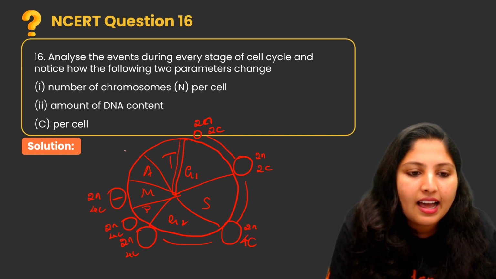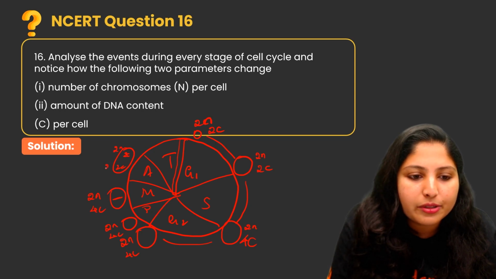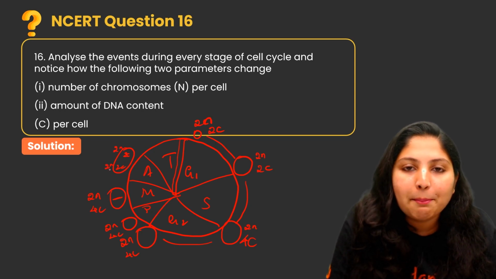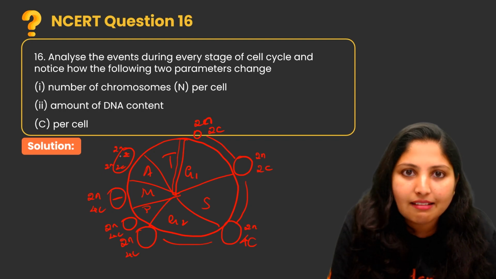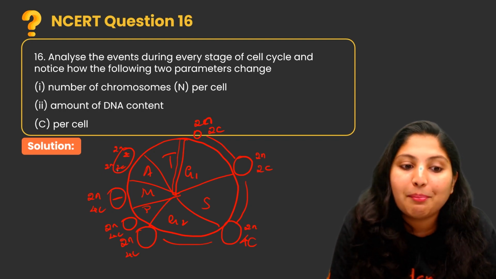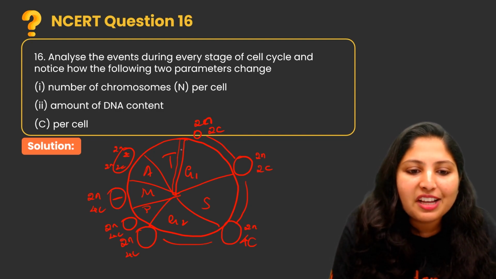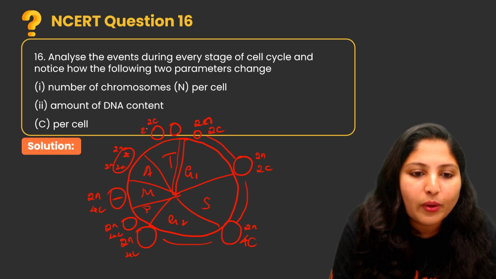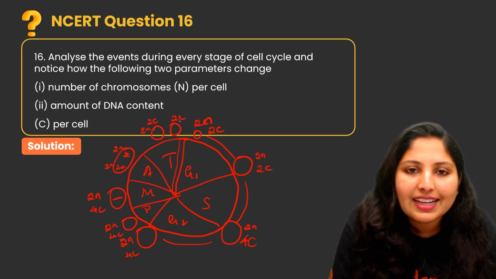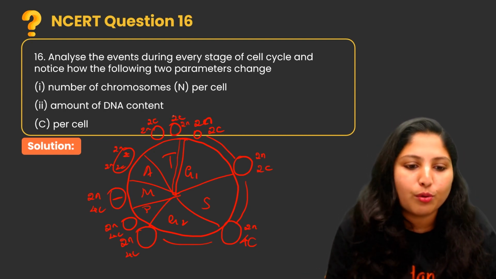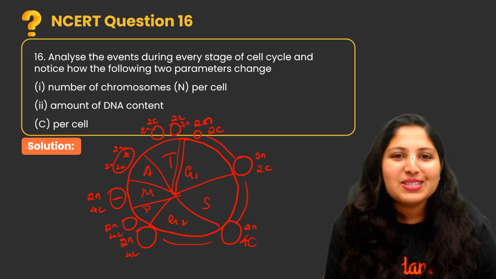But in anaphase, at the end of anaphase, what happens? Here 2C, here 2C, and here 2N, here 2N. The chromosome number remains the same, there is no change in the chromosome number, but the DNA segregates. At the end of telophase, there will be 2 cells containing 2C and 2N. So the DNA content is reduced, but there is no change in the chromosome number. Clear, right?